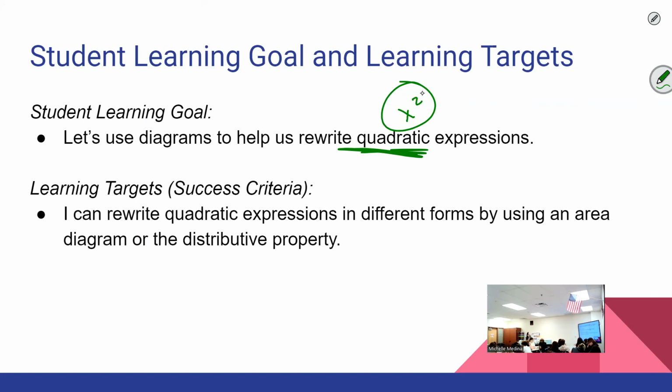It'll make that U shape. So remember that. You'll see that most of these will have x squared or some variation of it. And we're going to rewrite it in different expressions using an area diagram or distributive property.